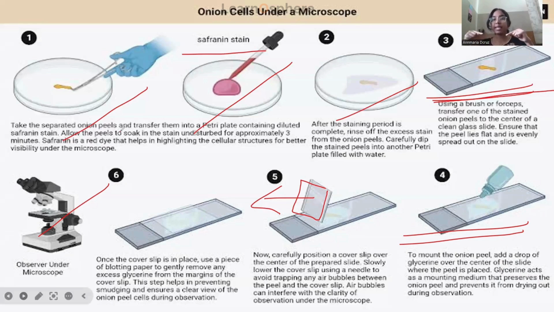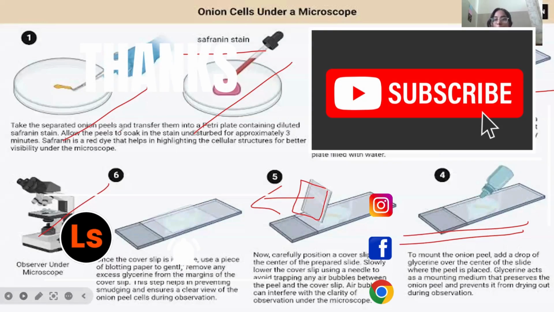After covering it, there can be excess glycerin on the sides of the cover slip. By using blotting paper you will absorb all that excess glycerin, and it will make your slide very clean. That excess glycerin, if it's there, destroys the slide. So you clean it off around the sides of the cover slip with blotting paper. Then you're going to observe it under the microscope. Okay, right.